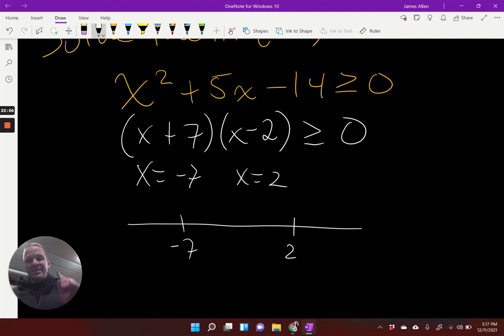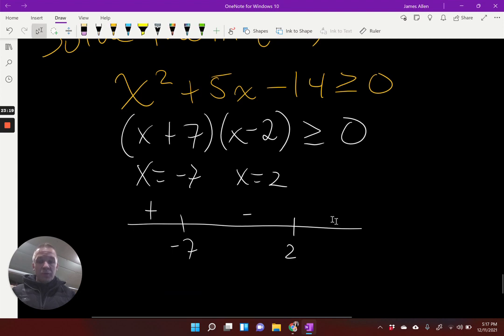All right, what is a number that is less than negative 7? That's going to tell me what's going on over here, okay? How about negative 8? If I plug negative 8 in to this one, I get a negative number, and over to this one, I get a negative number. A negative times a negative is positive. If I plug in 0, which is between these two, I'm going to get a positive here and a negative here, which is negative.